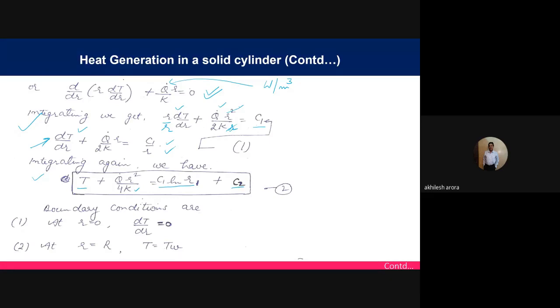Okay, so r, you understand, is any radius. See, it could be here also. So this is r, and here we say that the outer radius of the cylinder is capital R. Okay, this is the radius. So now we have to calculate the value of C1 and C2.